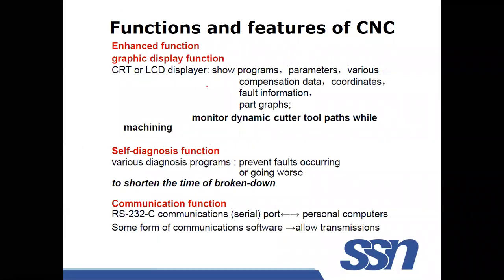Next, graphic display function. There will be a monitor, either CRT or LCD monitor. It will show you what all the parameters are, meaning feed rate, speed of spindle, whether coolant is on or off, the wire compensation or the tool compensation data, coordinates, and the movement of the tool. Everything can be displayed. So before starting machining, you can simulate the movement. If the movement is okay, then we can go for real manufacturing or real machining.